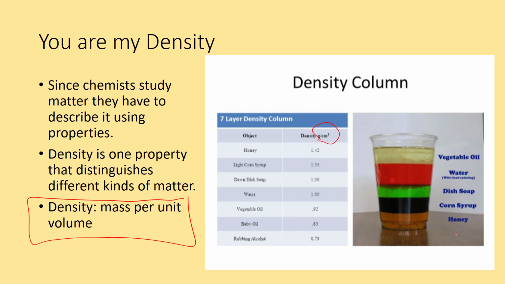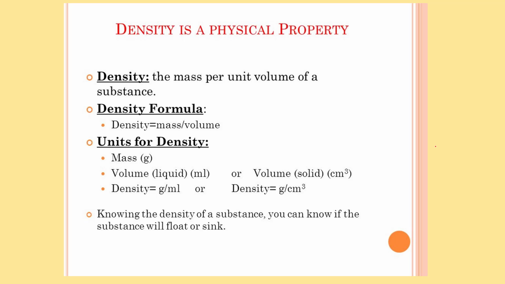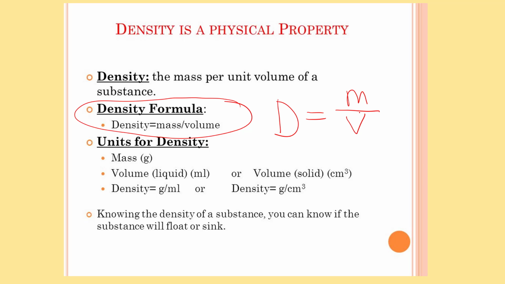Things with different densities will go different places if you put them together. The most dense will be on the bottom, and the least dense will be on the top. So it's a physical property that's the mass per unit volume. Here's the formula: D for density equals M for mass over V for volume. So what kind of units will density have?